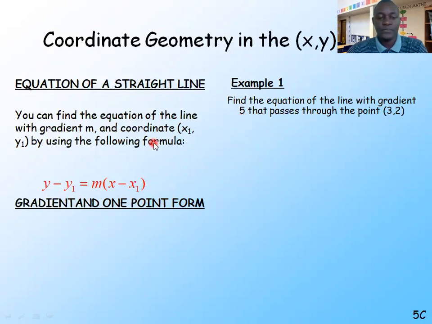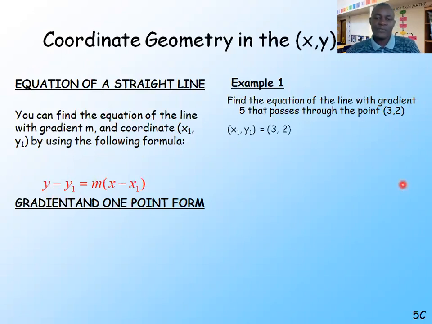So you can find the equation of a straight line with gradient m and coordinate x1, y1 by using the formula y minus y1 equals m times x minus x1. Like I already said, this is about finding the equation of a straight line given the gradient and a point on the straight line. So let us get started with this very first example.